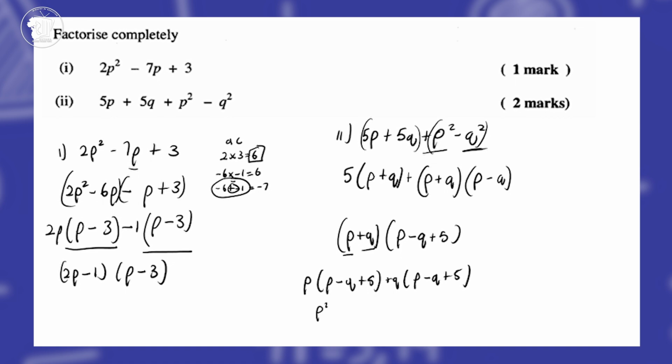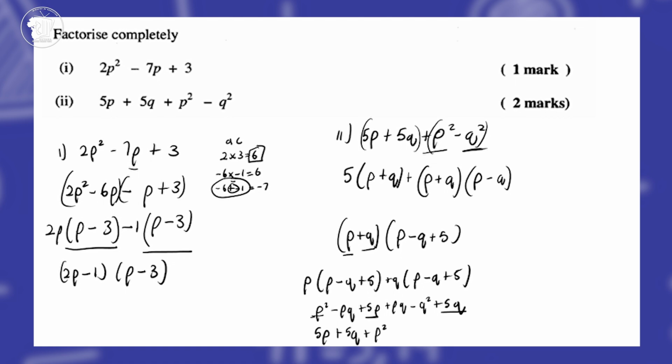So I multiply, so P times P will be P squared, P times negative Q would be negative PQ, P times 5 would be plus 5P, and Q times P would be plus PQ, Q times a negative Q would be a negative Q squared, Q times 5 would be a plus 5Q. And then we know we can put the like terms together to make it look like what is at the top here.